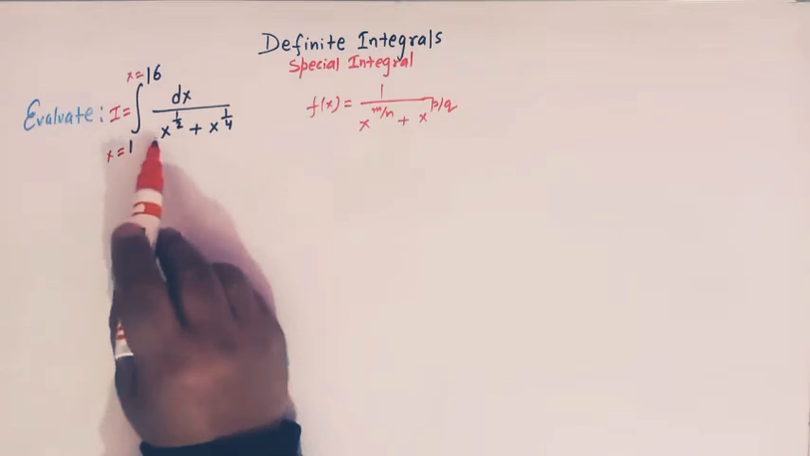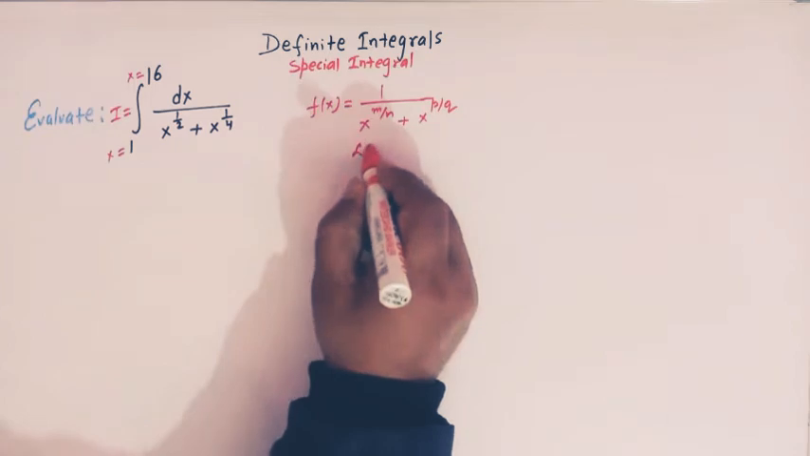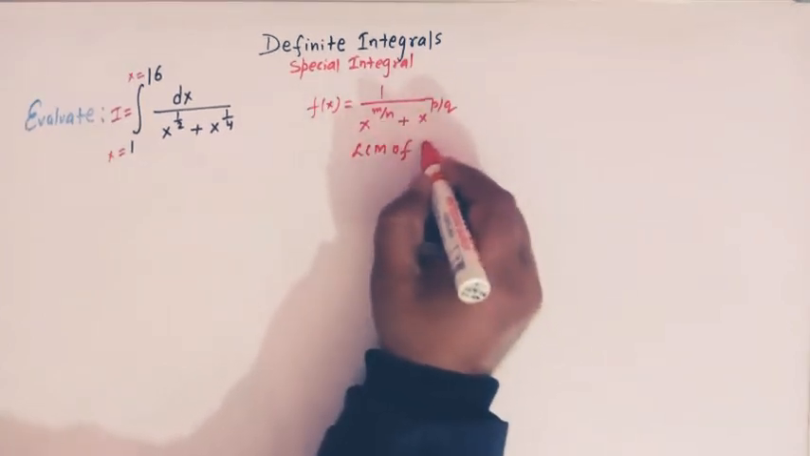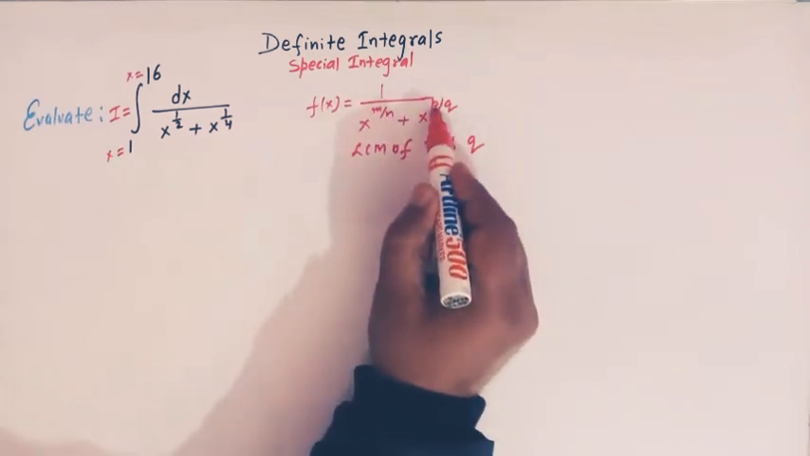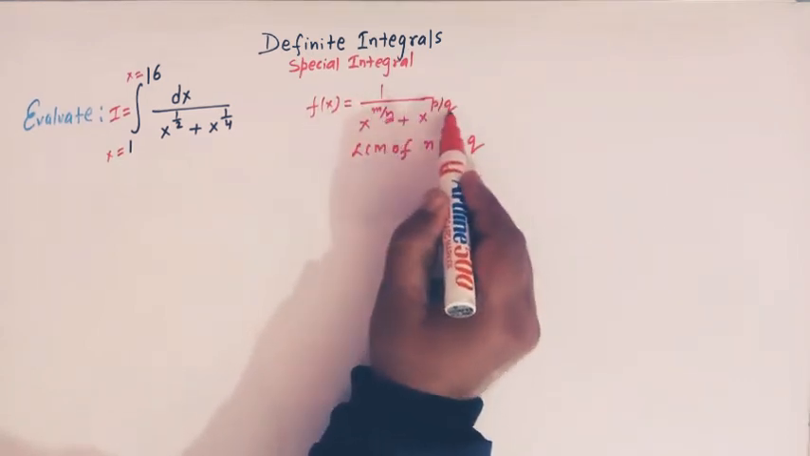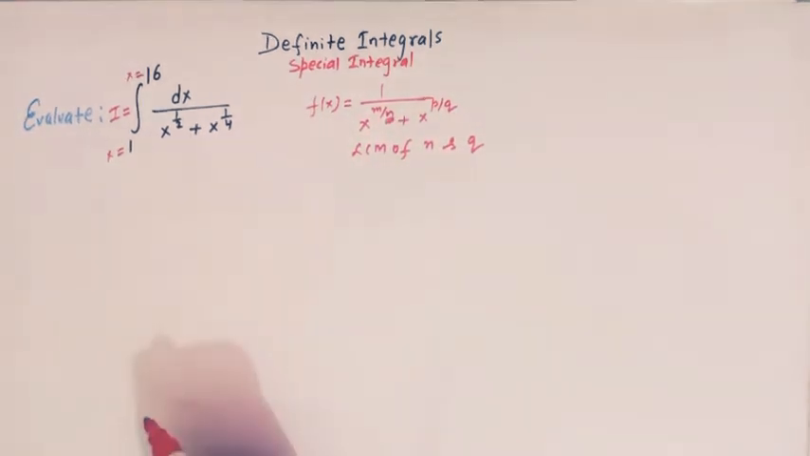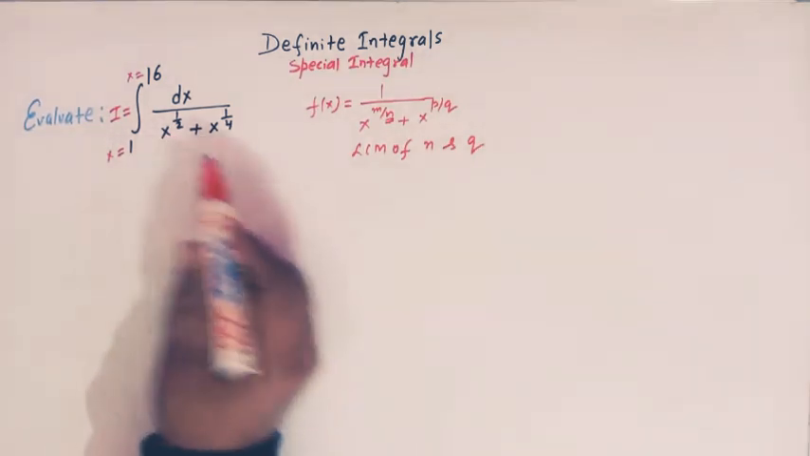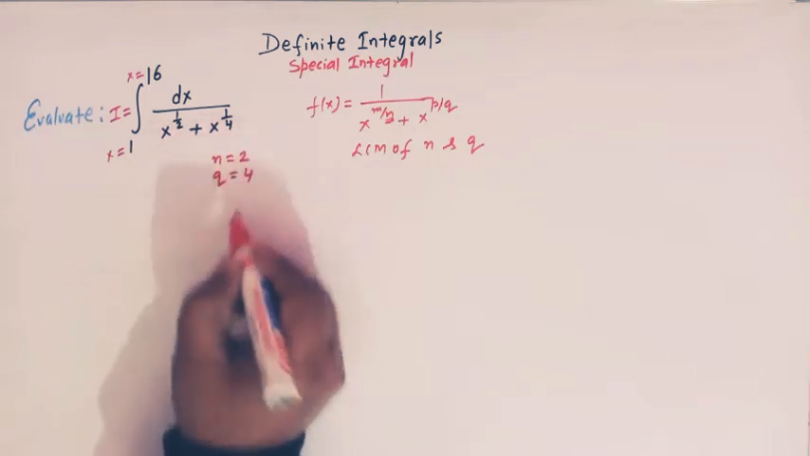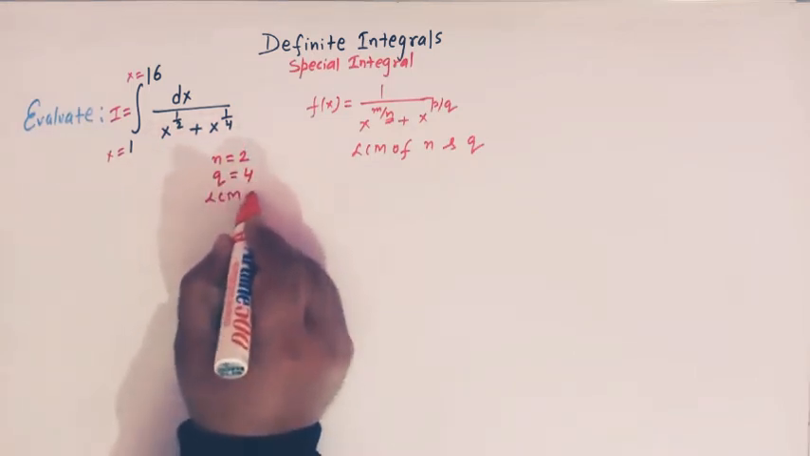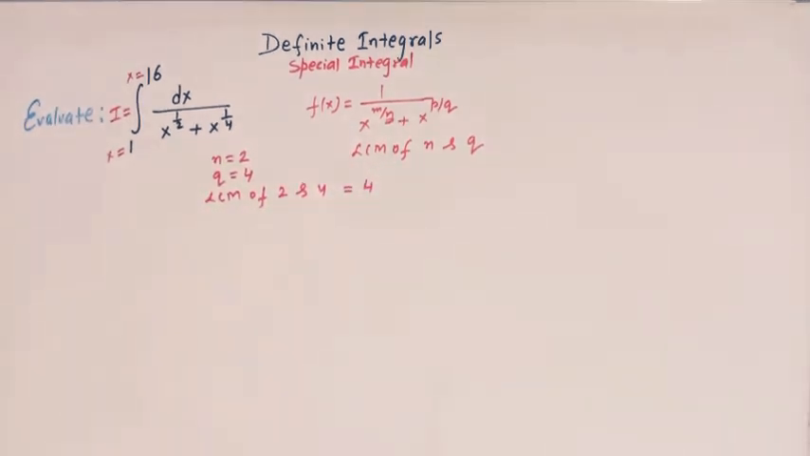Now in such cases, we find the LCM of n and q. Here we have m over n and here we have p over q, so we'll find the LCM of the denominators, that is n and q. Here the value of n is 2 and the value of q is 4. So the LCM of 2 and 4 is simply 4.